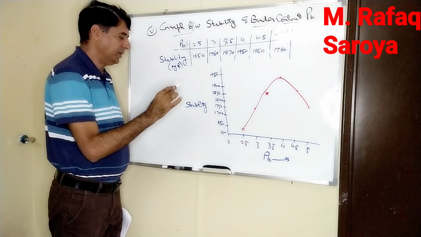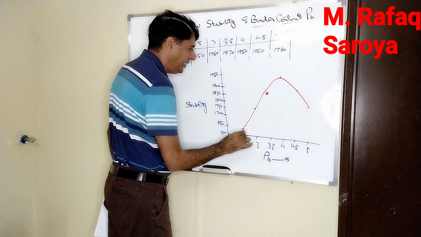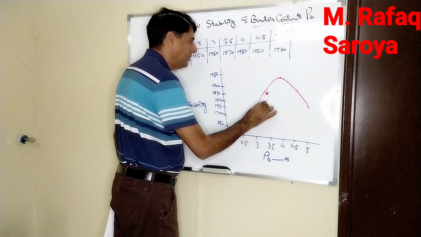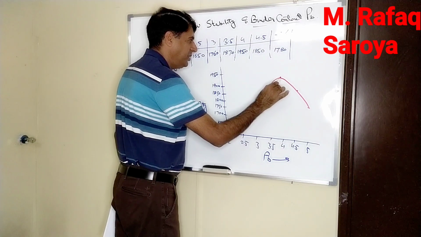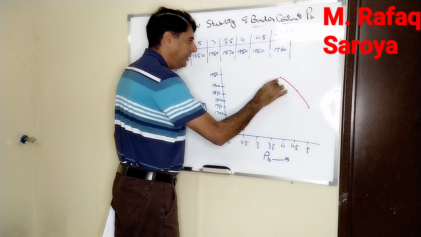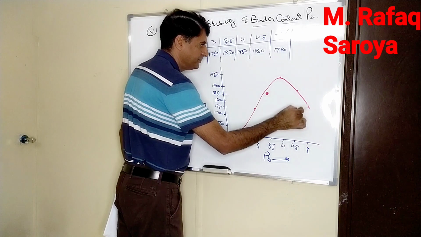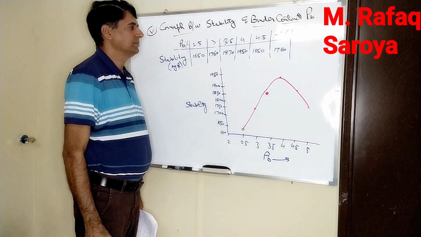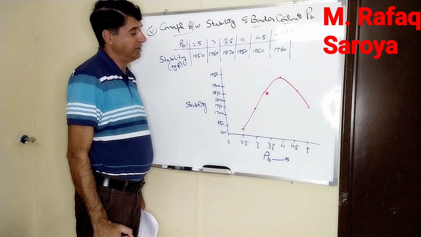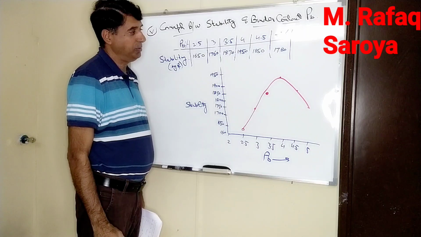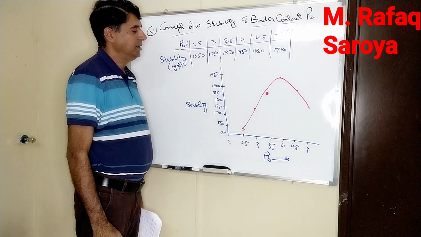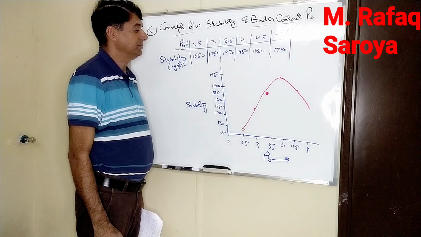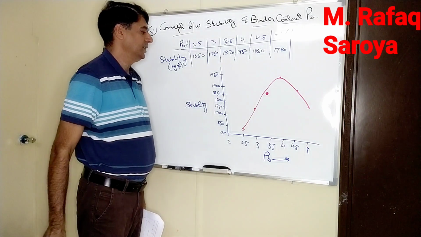Here I would like to tell you one thing. With the increase of the binder content, stability is increasing. When it reaches a certain point, stability is dipping downward. Because with more binder content, the aggregate to aggregate contact is broken, and then it is going to become weaker. This is a simple reason.